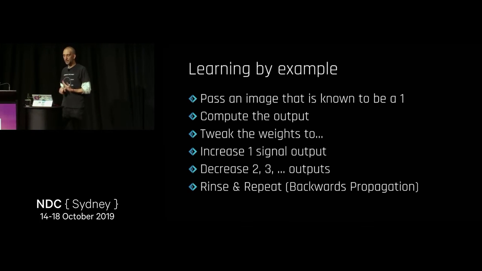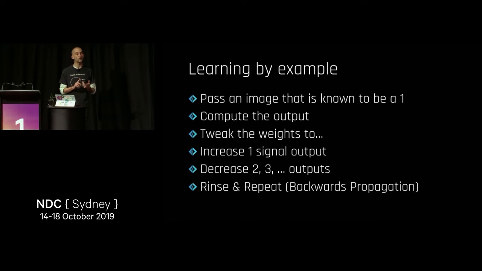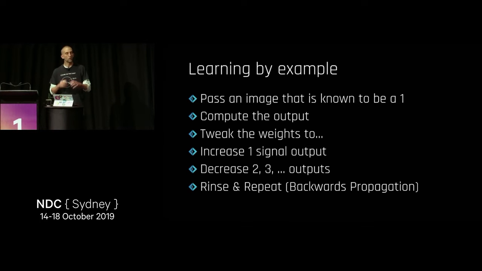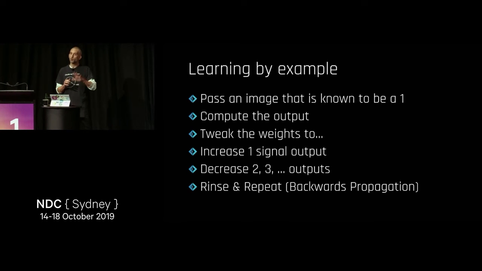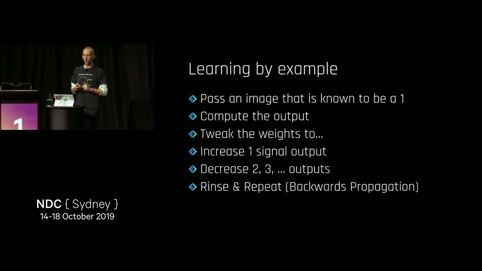The way you would train such a system is that you would take images where you know the correct answer. You would take an image maybe of a 1, pass it to your system, compute the output, and then look at what it tells you for a 1. And then you would try to tweak the weights so that the answer on a 1 goes up, and the answer on 2, 3, 4, all the incorrect answers, go down.